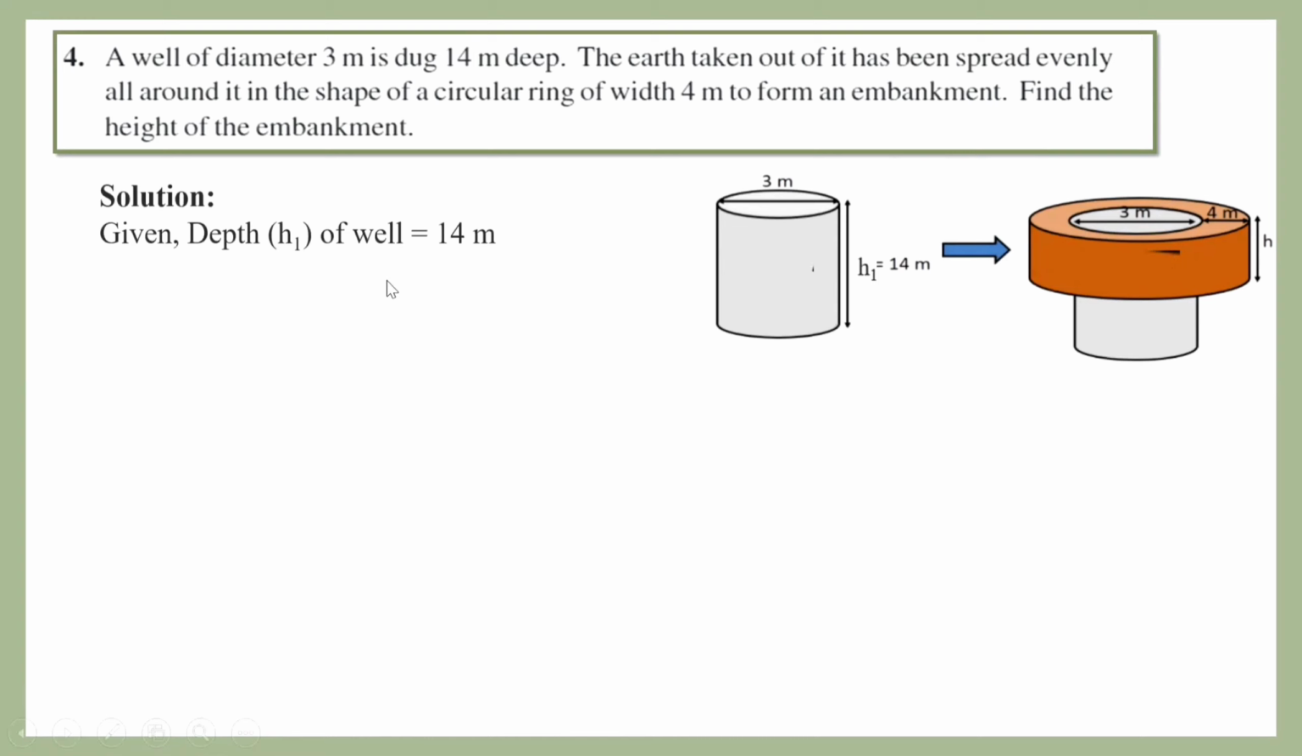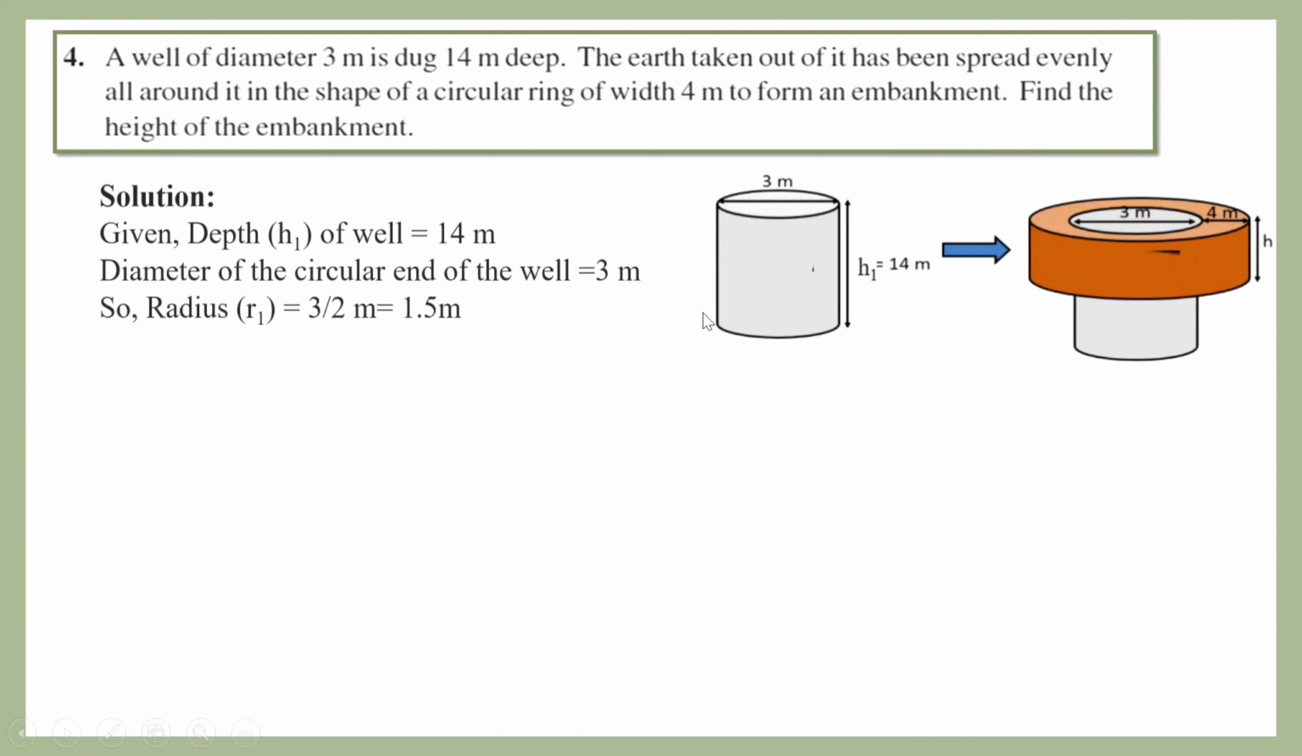So let us write what all is given to us. I have the depth of the well h1 equal to 14 meters. The diameter of the circular portion is how much? It is equal to 3 meters. So its radius comes out to be 3 upon 2, which is equal to 1.5 meters. If you go to the embankment, the inner radius R1 of this embankment will be same as the radius of the well, which is equal to 1.5 meters.